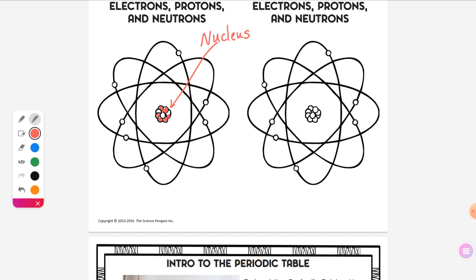Then down at the bottom, I want you to take that same red pen or pencil, draw a red dot, write equals protons. Then write located in the nucleus. So the red dots are our protons, and they are located in the nucleus.